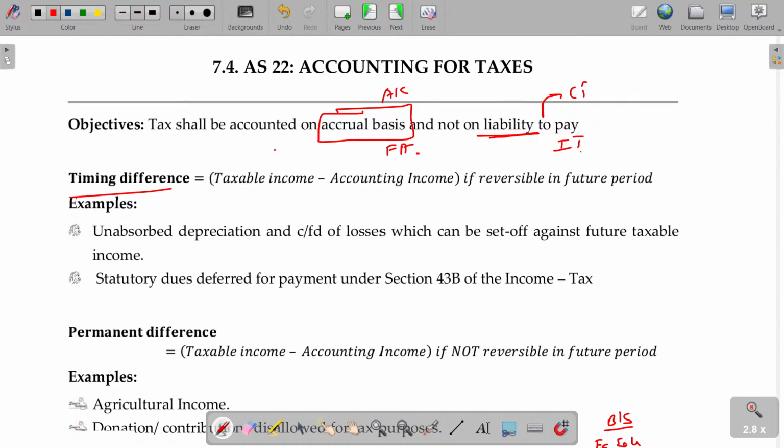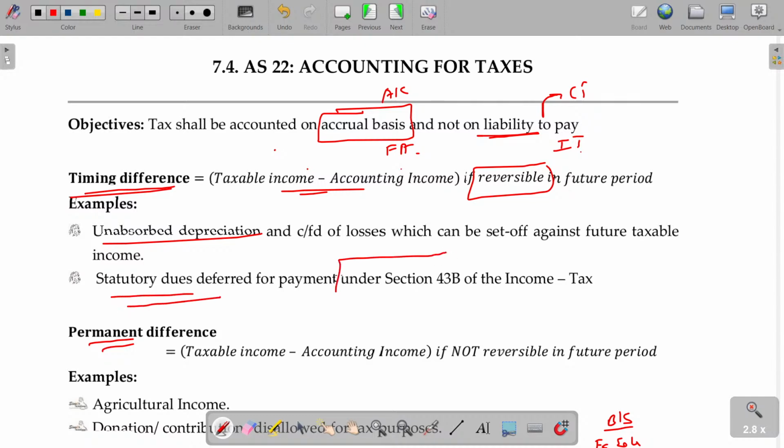We have two differences: one is timing difference, another is permanent difference. In case of timing difference, there is a difference between taxable income and accounting income, and reversal in a future period is possible, due to unabsorbed depreciation and statutory dues deferred for payment under section 43B. We have learned all these. Because of that, there is a difference in payment: not today, tomorrow you have to pay, or pay today, tomorrow you don't pay. Such a difference is called deferred tax asset or liability.